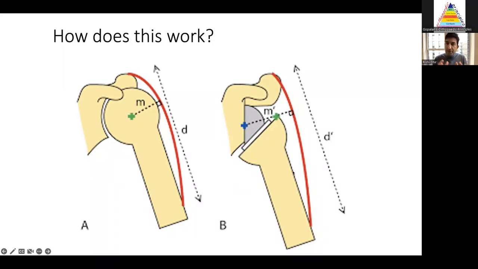That's the principle of a reverse. And that's all you need to say in the exam. This is a reverse shoulder replacement. It inferiorizes and medializes the center of rotation, which increases the lever arm of deltoid. It makes it more efficient.